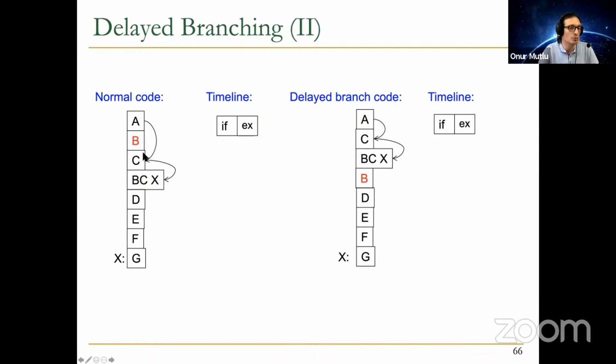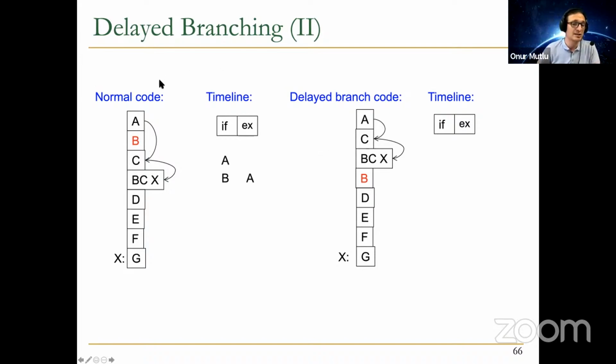So basically, if you have normal code that looks like this, these are instructions A, B, C, a conditional branch that goes to X, X is here, and then D, E, F. And then we have instruction fetch and execute. These are two stages. Now you can see that the computation of the branch depends on A and C, but not B. So we can actually move B to the delay slot. But this is our normal code.